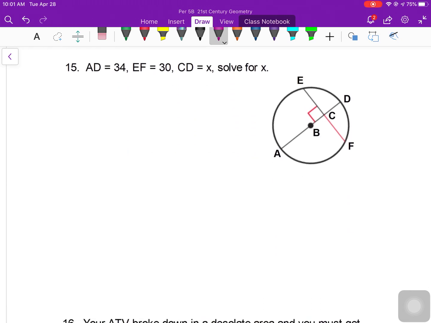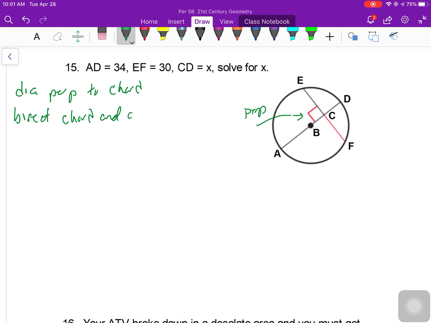Let's try another problem where we have one of these diameters perpendicular to a chord, but they ask us for something a little different. So in this particular problem, we do have a diameter perpendicular to a chord. When we have this diameter perpendicular to a chord, we know we bisect the chord and the arc. So that means I know this piece is equal to this piece, and this arc is equal to that arc. But let's see what they've given us.